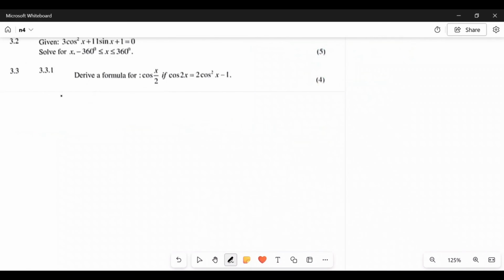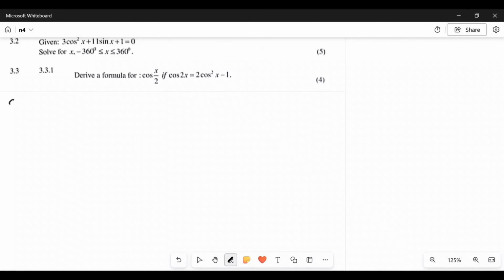All right, guys, here's our 3.3. Now, 3.3 has two questions. So we're going to start with 3.3.1, where they want us to derive a formula for cos x over 2 if cos 2x equals 2 cos squared x minus 1. They just want us to derive the half angle. Let's do it. So we are given this problem here. They want us to derive half angles here for cos. It's not really that difficult, guys.